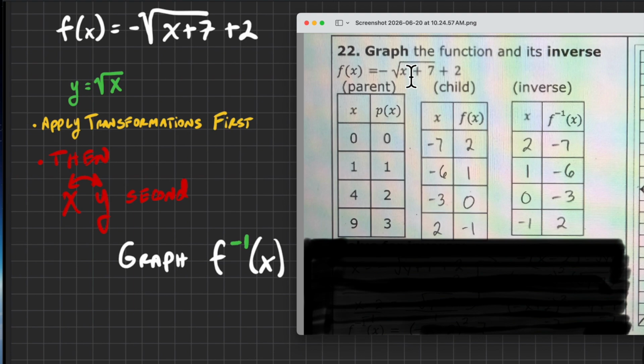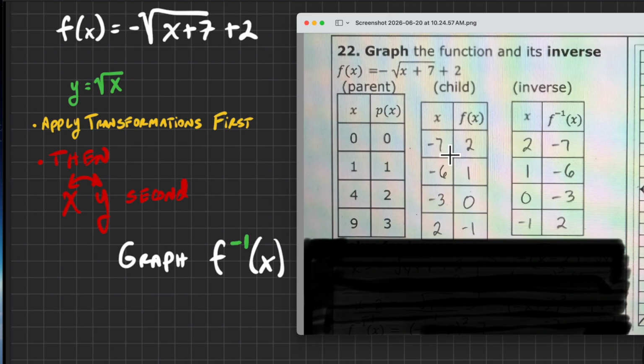Transformations, you could see it's a horizontal translation to the left by 7. Recall the inside of a function lies. It says plus 7. That means we're going to subtract 7. So in each of these x values, we're subtracting 7. 0 minus 7 is negative 7. 1 minus 7 is negative 6, and so forth.